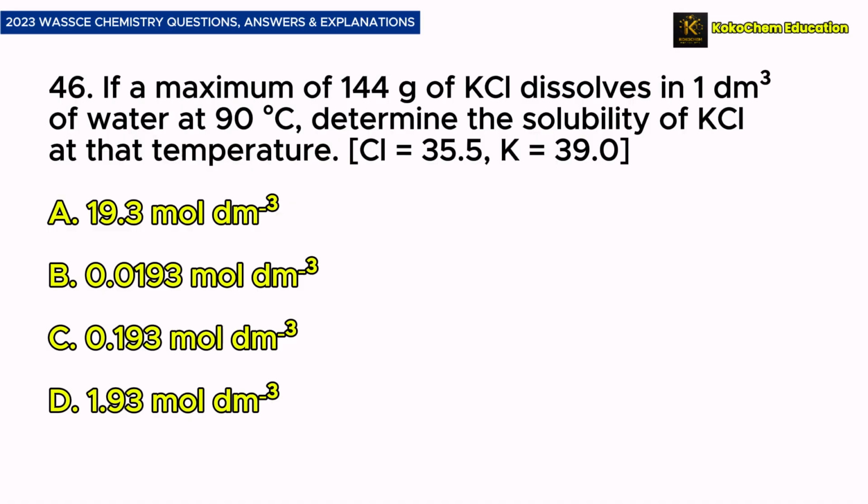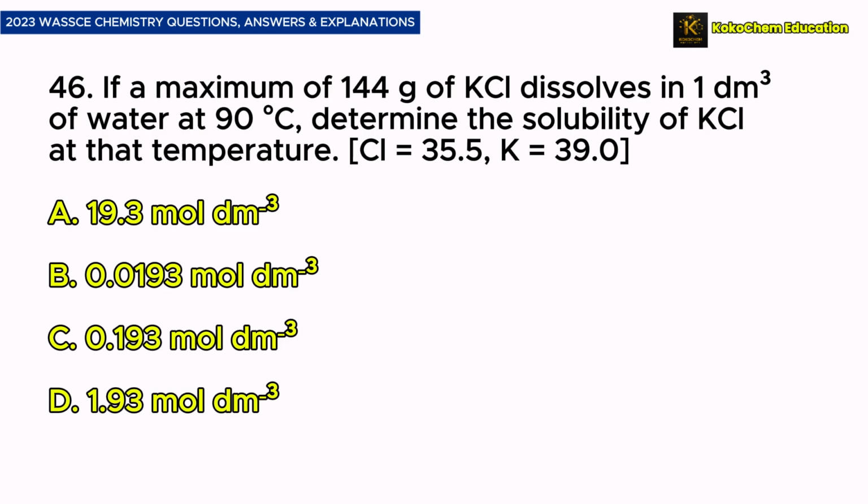A. 19.3 mole per dm cubed. B. 0.0193 mole per dm cubed. C. 0.193 mole per dm cubed. D. 1.93 mole per dm cubed.